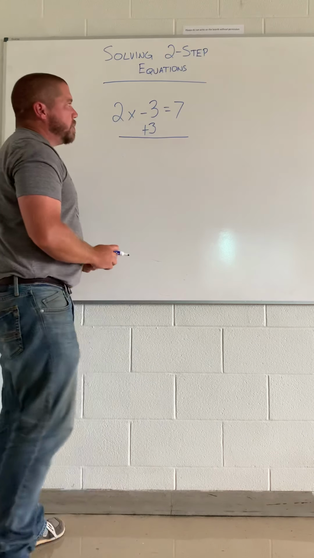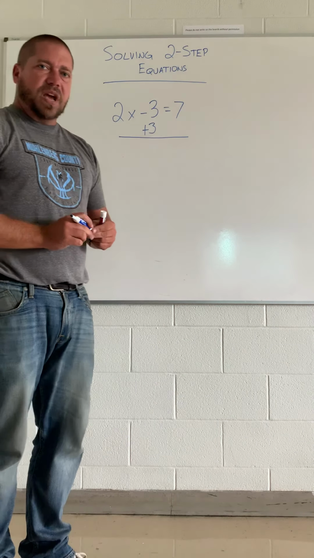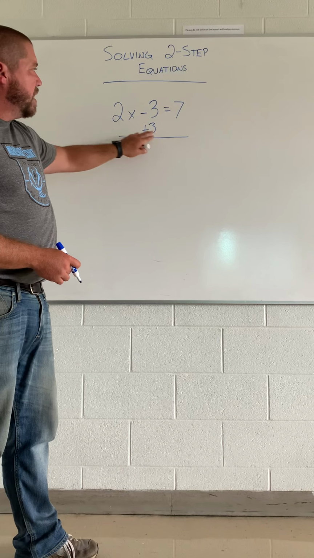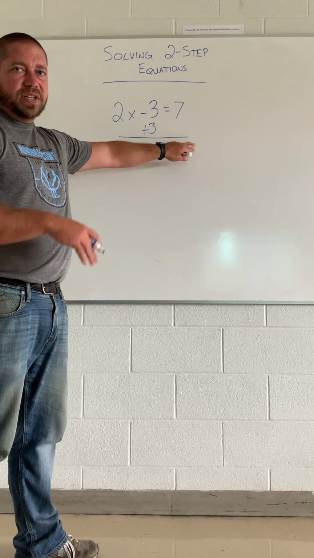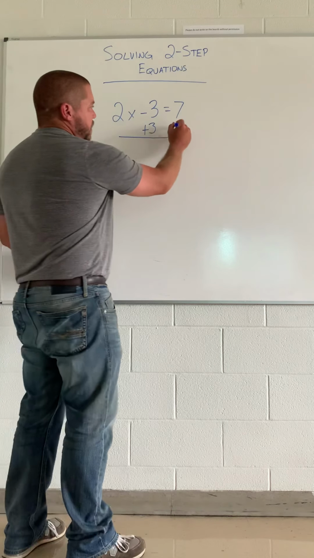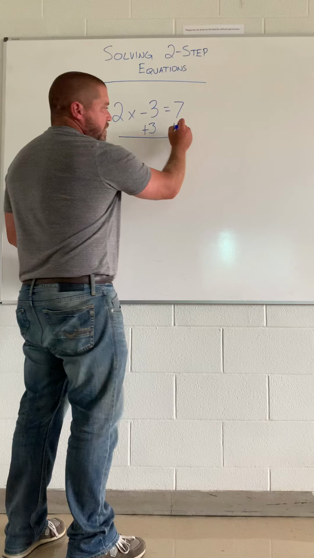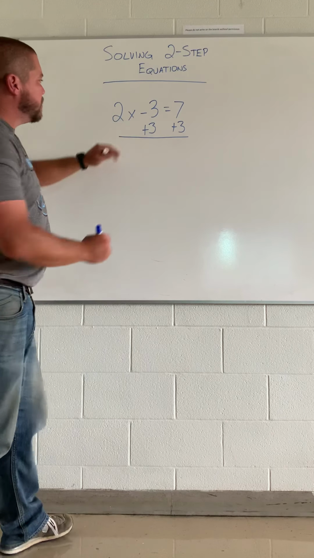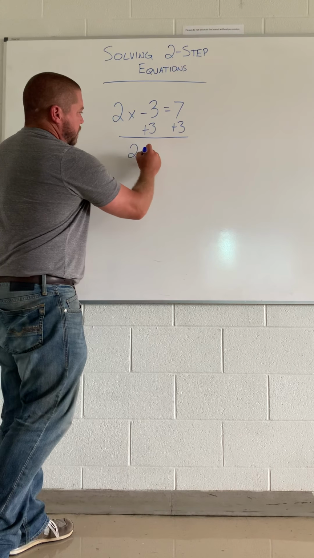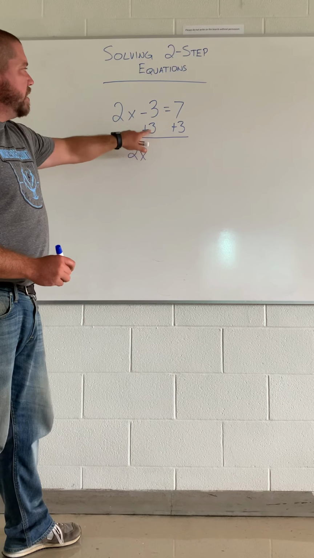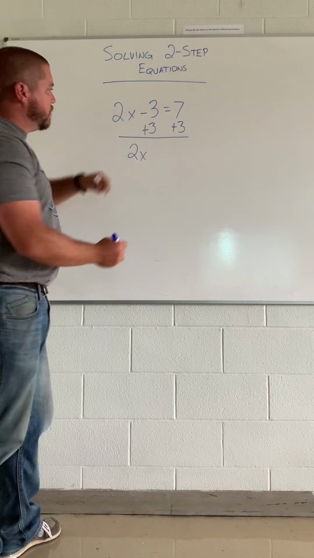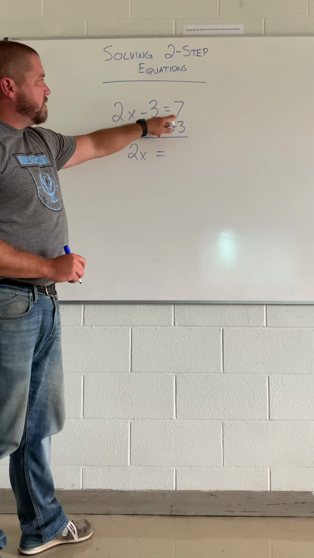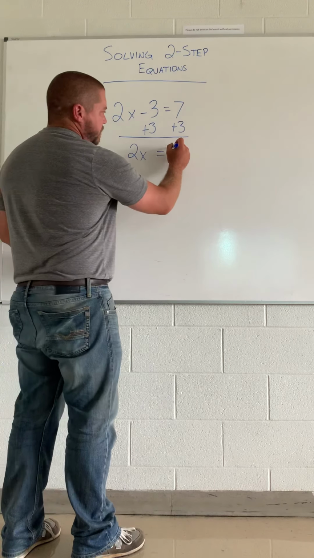But just like the one-step equations and the scales and the canoes we looked at, we have to keep things balanced. Because if we only do it to this one side and we don't do it to the other, we're going to tip. So we added 3, we need to add 3 to the other side of the equation. So now on the left side, we have 2x, and then we have plus 3 and minus 3, which is 0, so we're just not going to write it down. On the right side, we have 7 plus 3 is 10.